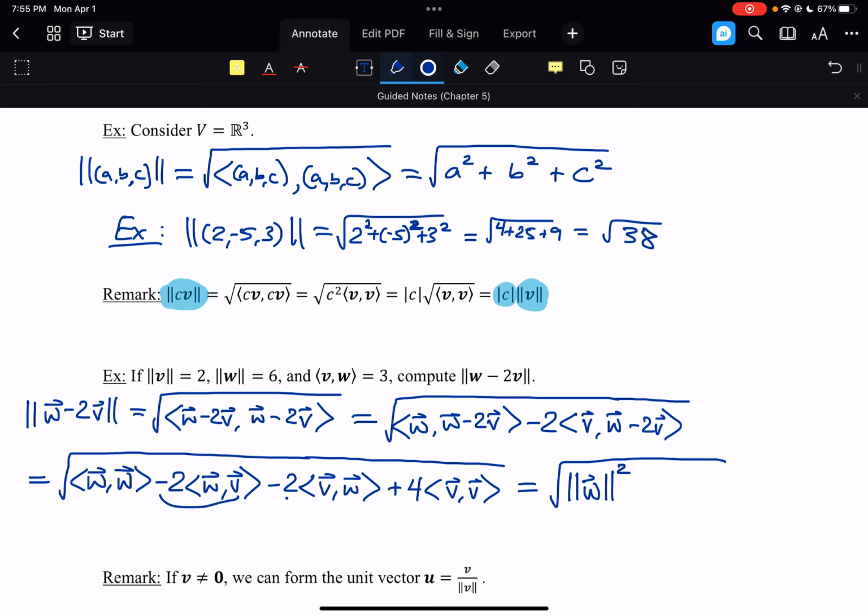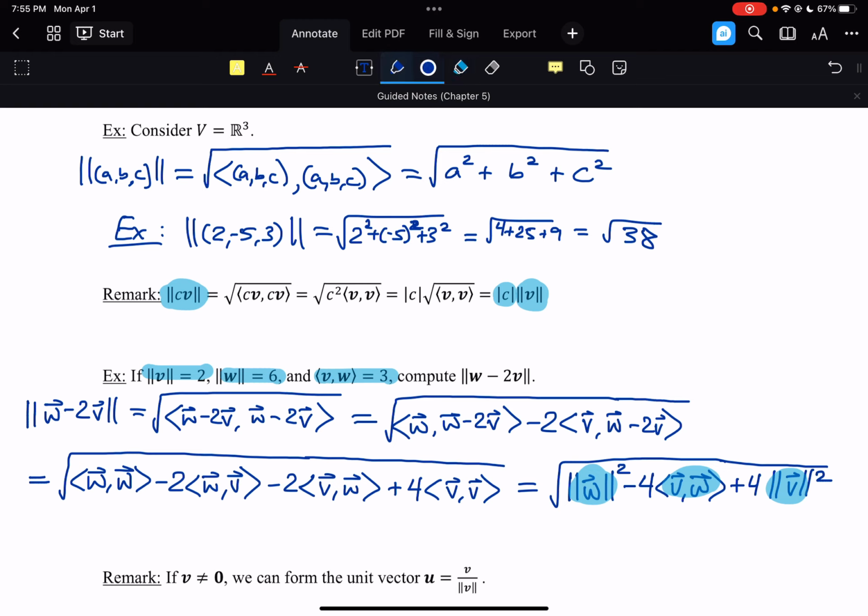So then we've got minus 2wv, minus 2vw. We can apply the second inner product property that allows us to switch the order of these and make them both the same. So we'll get minus 4 v with w, and then plus 4 times the inner product of v with itself, which again will be the length of v squared. And now these are all things that we know in the problem.